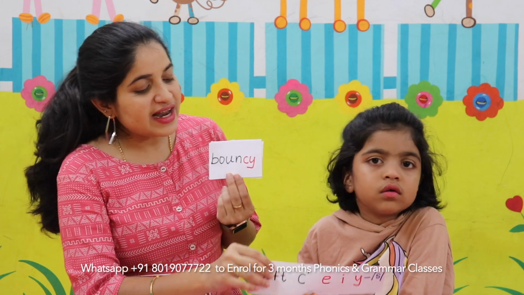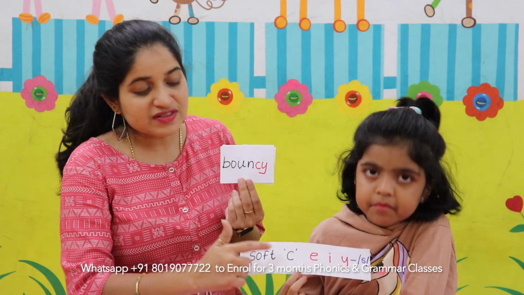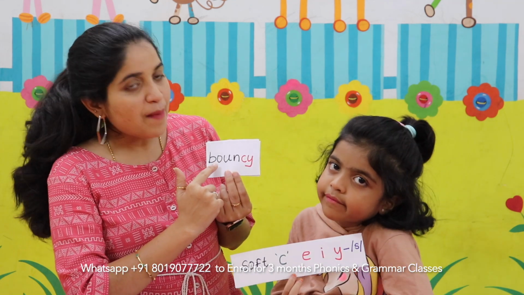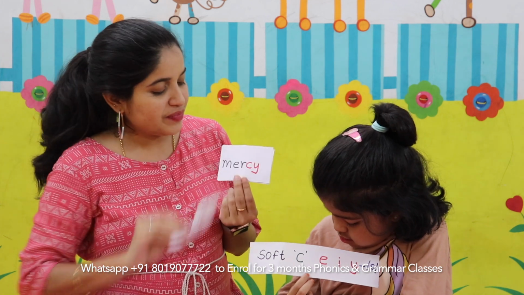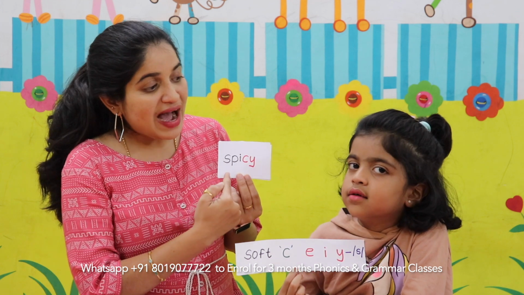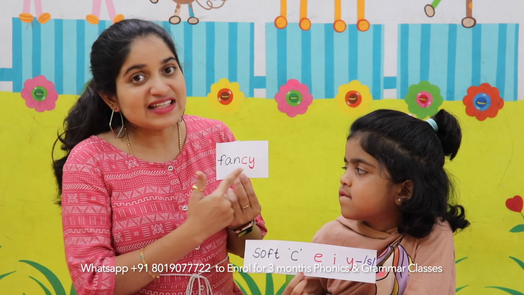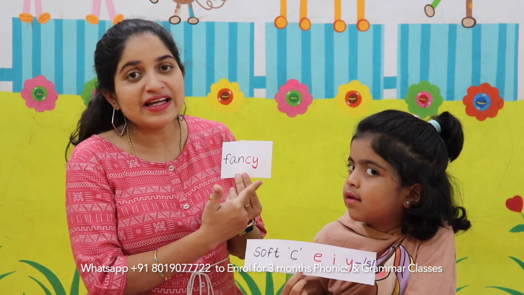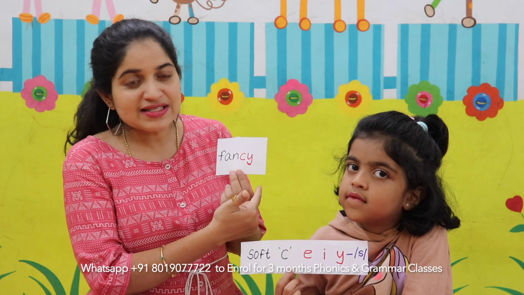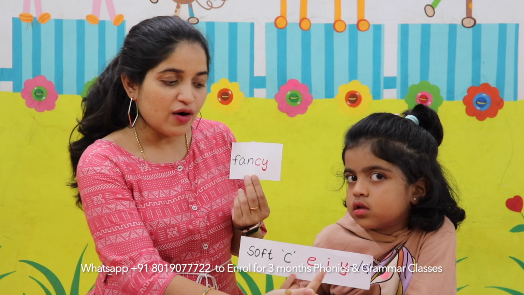These are the words ending in C followed by Y. We have soft C sound as in bouncy, mercy, spicy, fancy. It's not fancy with a K sound, it's fancy with an S sound. Because as I said, when C is followed by E or I or Y, C has soft S sound.